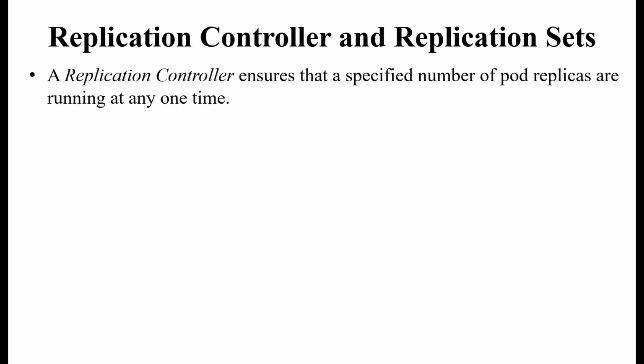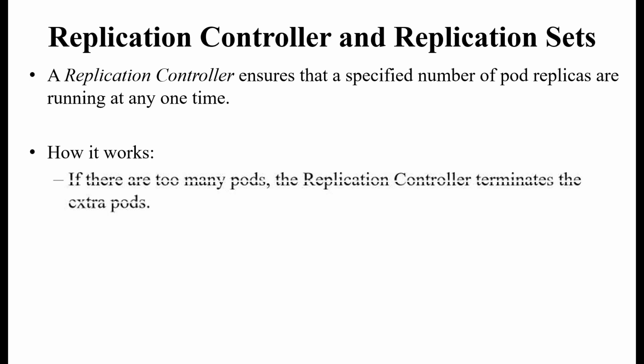The replication controller ensures that a specified number of pod replicas are running at any one time. That is the number of copies that is defined. How does it work? If there are too many pods, suppose you have defined the replication controller as 3, that means we expect 3 copies of the pods on different nodes, but already 4 are running. Like you have defined 3, but more are running, then the replication controller terminates the extra pods. That is, the 4th one which is running will be terminated.